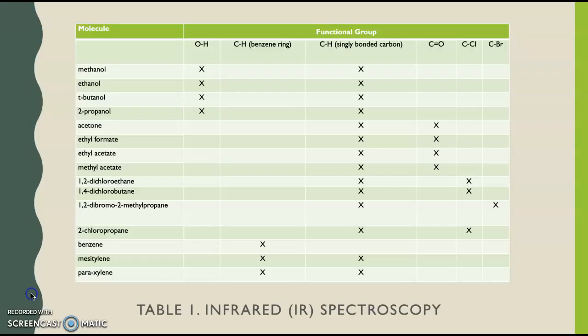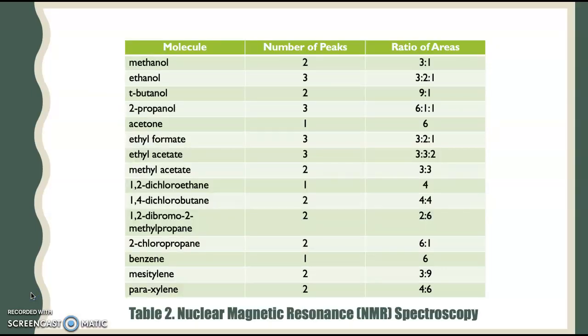Results section. Table 1 is a table of infrared spectroscopy with different molecules and their functional groups that were found. Table 2 is the NMR spectroscopy with the same molecules but with the number of peaks and the ratio of areas found.